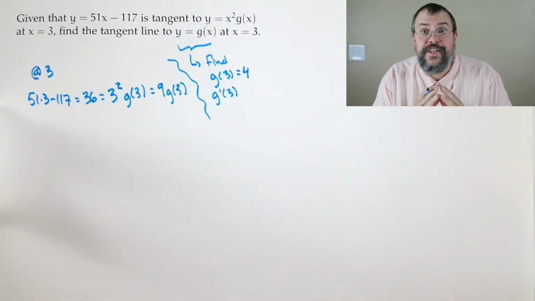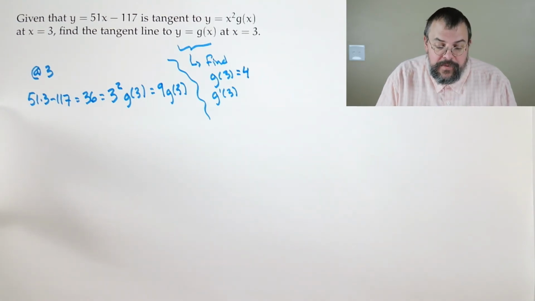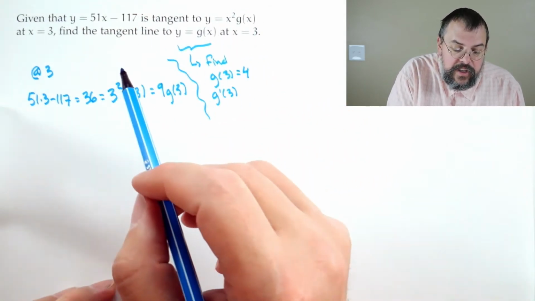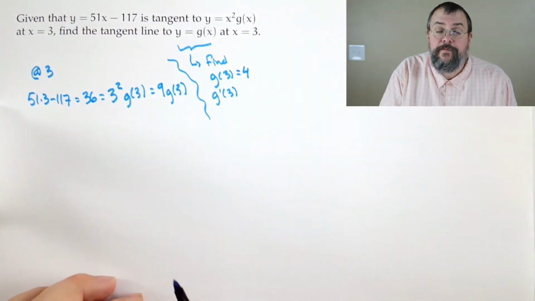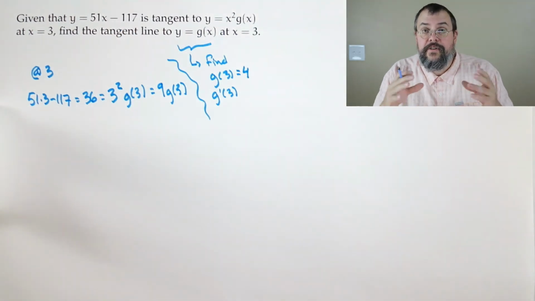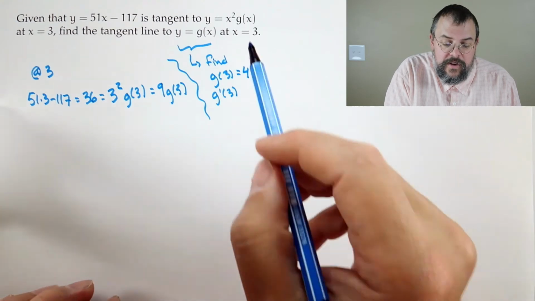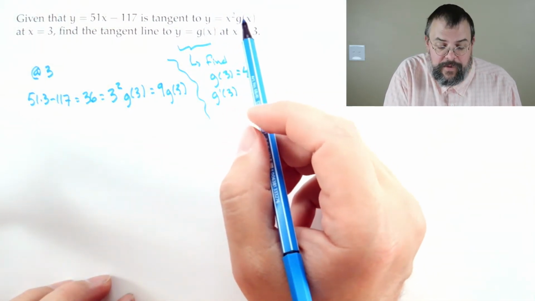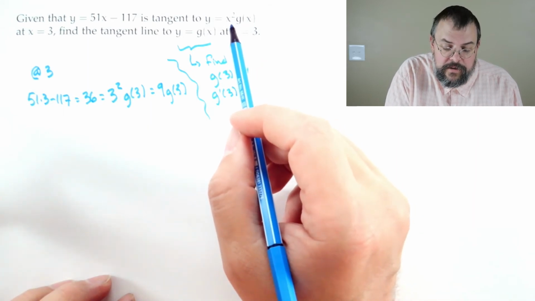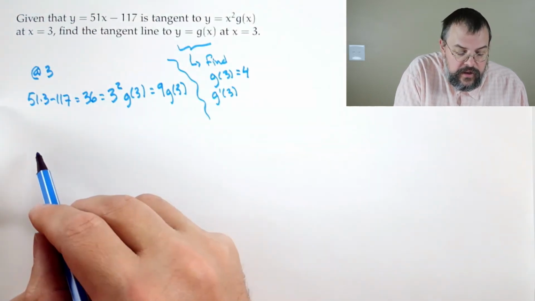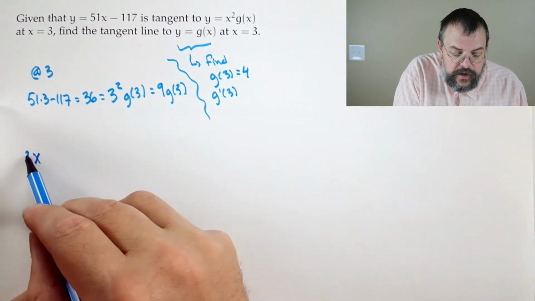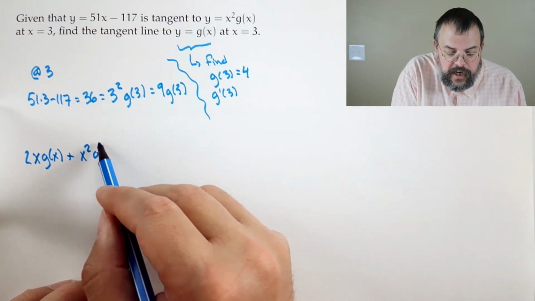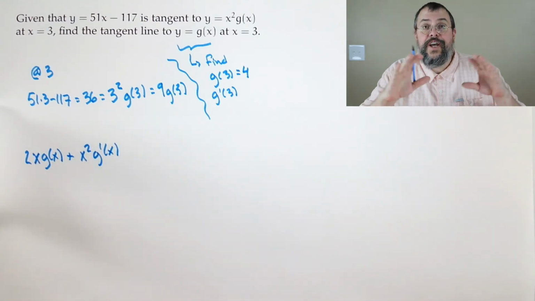We also need to find g prime of 3. Now, how do we do that? Well, we know that the derivative of this function has to equal the slope of this line, because the slope is storing the derivative, the rate of change. So, first off, I should say the derivative at 3. I misspoke, I forgot the at 3. Let's find the general derivative. So the derivative of x squared g of x would be the derivative of the first, which is 2x g of x, plus x squared g prime of x. Now that's the general derivative.